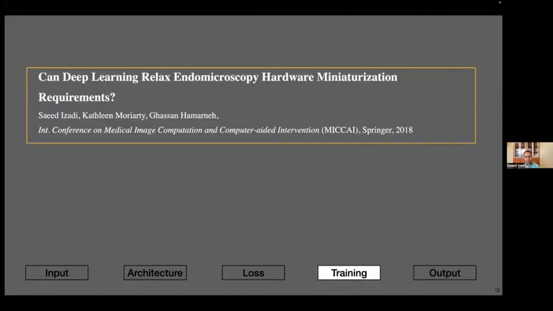Okay, in this section, we are going to first focus on the super resolution problem. And this is the first paper that I'm going to present. It was published in MICCAI 2018. And the main novelty in this paper is around the problem definition and problem framing, and investigating how we can use deep learning to train super resolution algorithms for miniaturized devices.